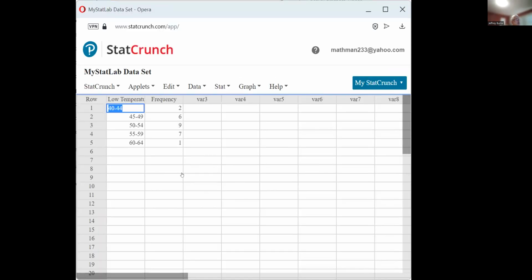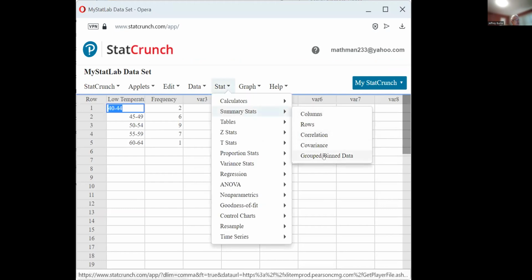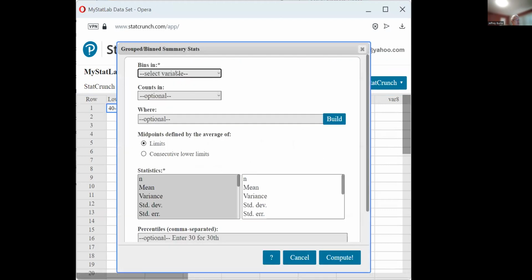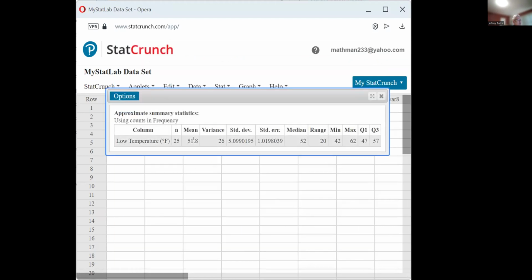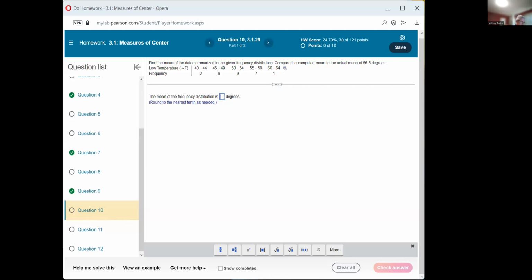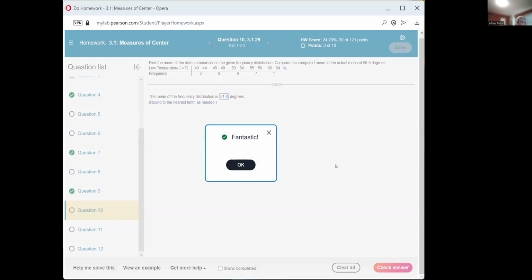And then how we're going to calculate that is we're going to go to Stat, Summary Stats, Group Bin Data. Select the variable, that's going to be the load temperature. The counts is going to be in the frequency. That's usually how it's going to be measured. And I think we can just hit compute from here, since it's just asking for the mean. And it appears that the mean for this is going to be 51.8. So I'm going to go back to here. And lo and behold, it likes the answer. Let's see if it asks any follow-up questions.